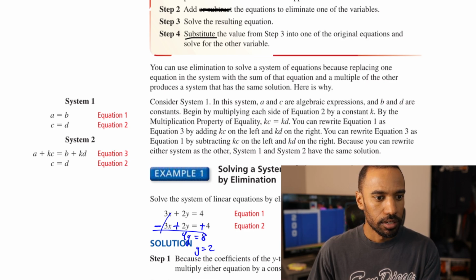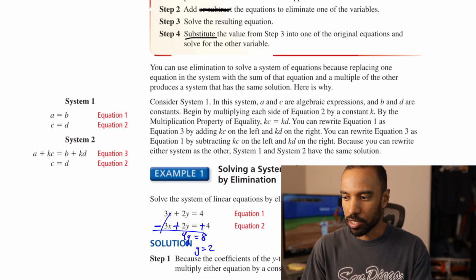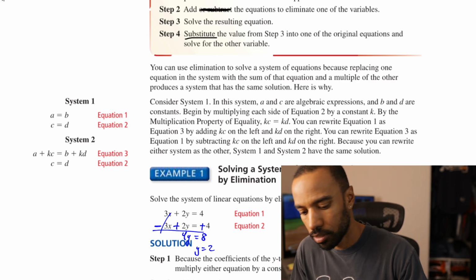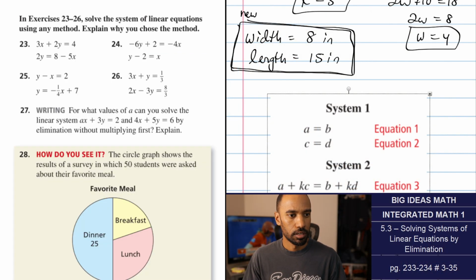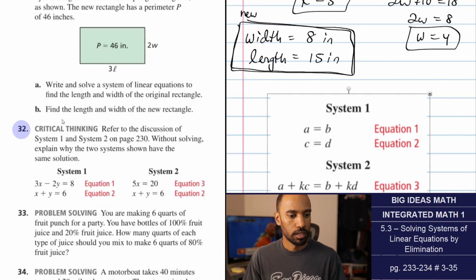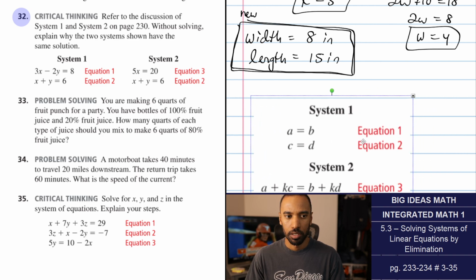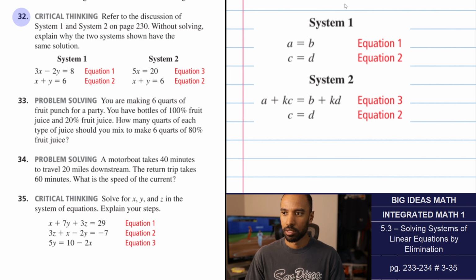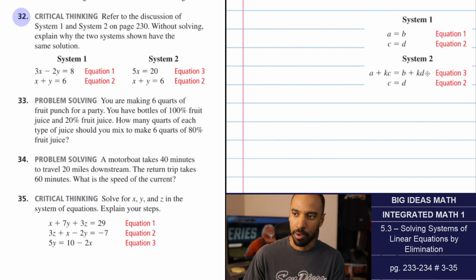Hold on. I'm going to copy and paste this over. I never even saw this. Like, I didn't even mention it. I don't know what it is, so let me go back now. Okay, refer to the discussion here. Without solving, explain why the two systems shown have the same solution. Okay, so I'm going to shrink this a little bit. A little lot. Let's see what they're talking about with these systems here.